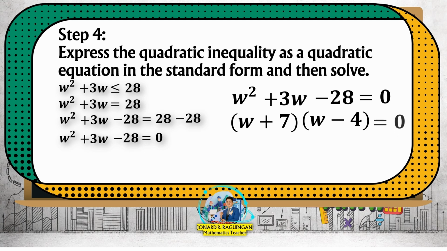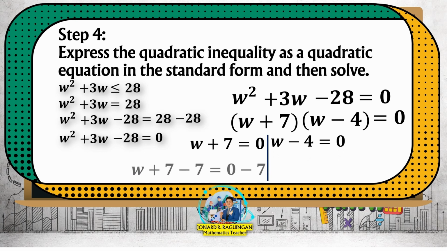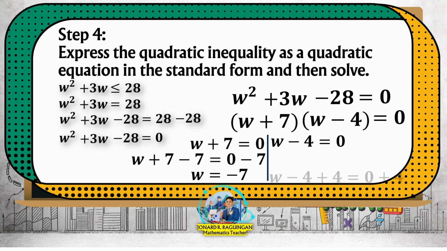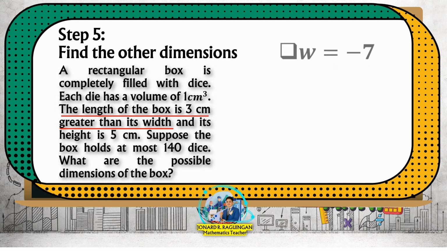Equals 0. By applying the zero product property, we get W plus 7 equals 0 and W minus 4 equals 0. For the first equation, W plus 7 equals 0, subtract 7 from both sides to get W equals negative 7. For the second equation, W minus 4 equals 0, add 4 to both sides to get W equals 4.